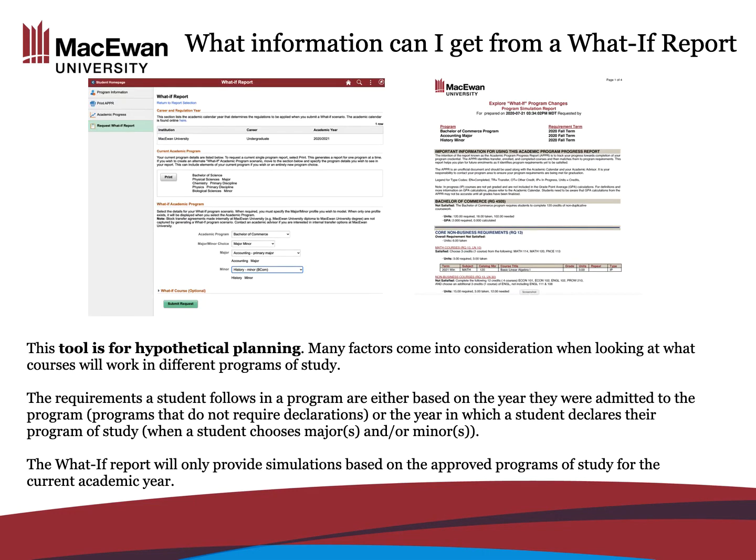The information that you can get from the What-If report is hypothetical planning. It is a tool specifically for hypothetical planning, as many factors come into consideration when looking at what courses will work in different programs of study versus not. The requirements that a student follows in a program are either based on the year in which they were admitted to the program, those programs that do not require a declaration, or the year in which a student declares their program of study, those programs that have multiple majors and minors as options. The What-If report will only provide simulations based on approved programs of study for a current academic year.